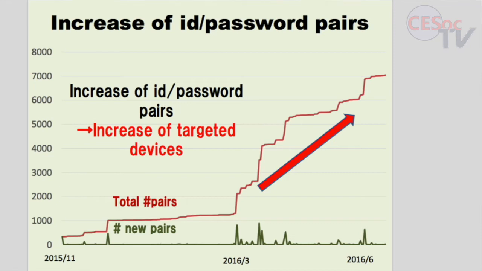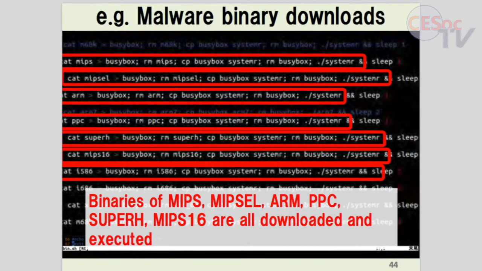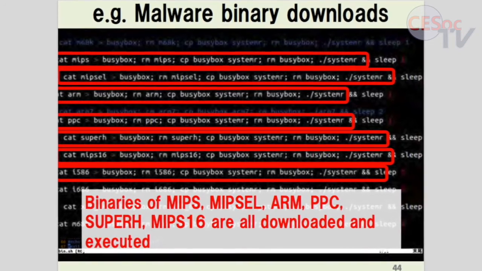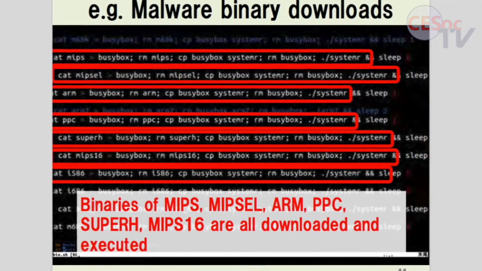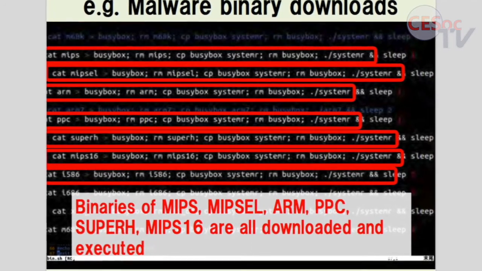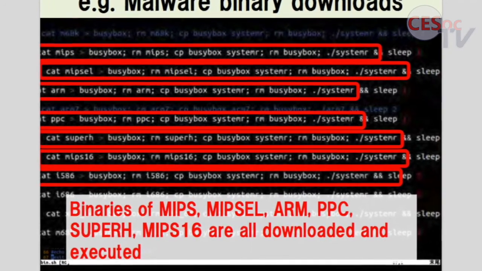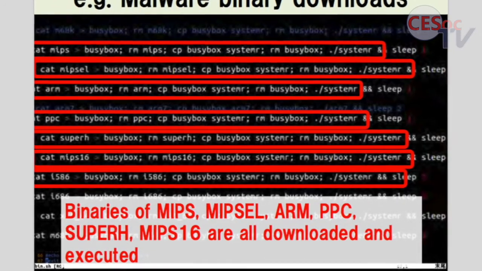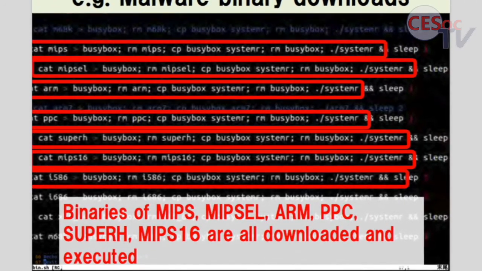The next one is malware downloaded. What kind of malware? Maybe you can guess. This is an example of malware binary downloaded. Maybe very small. I can enlarge this like this. Easy to identify the type of malware or binary. This is a set of binary of MIPS or MIPSEL, ARM, and PPC. There are several types of binary, all downloaded and executed. This is the kind of set of binary.